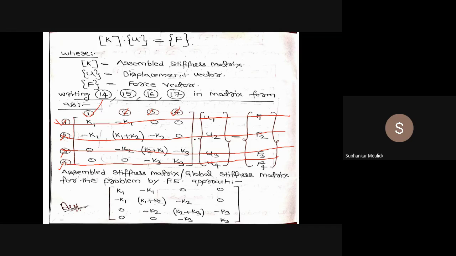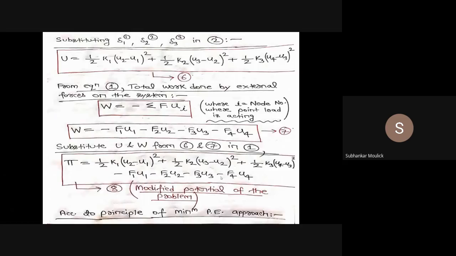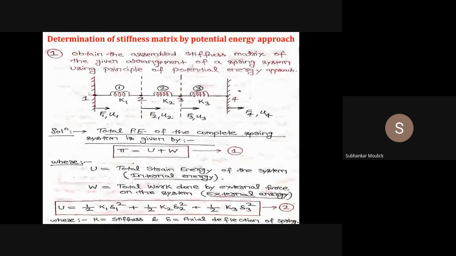Now leave this matrix, I will tell you where it has come from. This matrix we have made and this 1, 2, 3, 4 we have written. There are total 4 displacements, as 4 nodes are present. At the first node, displacement is U1. At the second node, displacement is U2. At the third node, displacement is U3. At the fourth node, displacement is U4. Check from the problem.